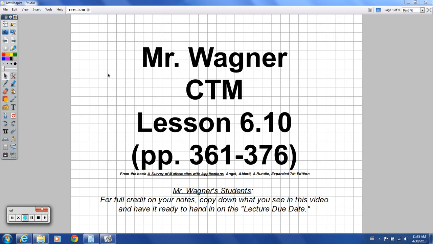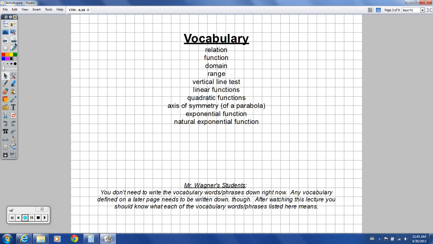We're going to talk about functions and their graphs, specifically focusing our attention on linear graphs, quadratic graphs and functions, and exponential functions and graphs. So make sure you know these words and phrases by the end of this lesson.